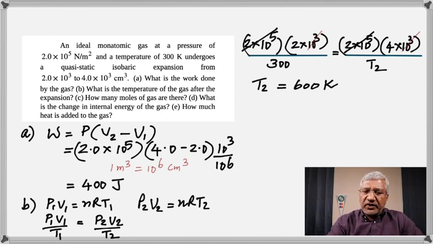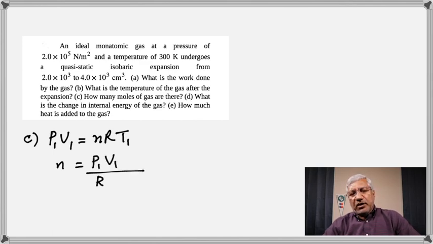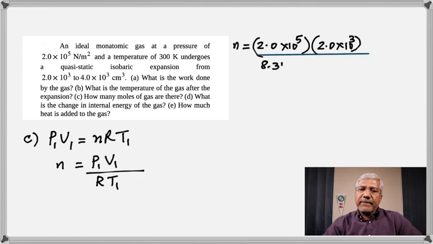It is. Now, how many moles of gas are there? So, the C part. Well, we can use the ideal gas equation and calculate n. Yep, n is P1V1 by RT1. So, simple substitution of the initial pressure, initial volume, divided by R, which is 8.314, and the initial temperature is 300 Kelvin.